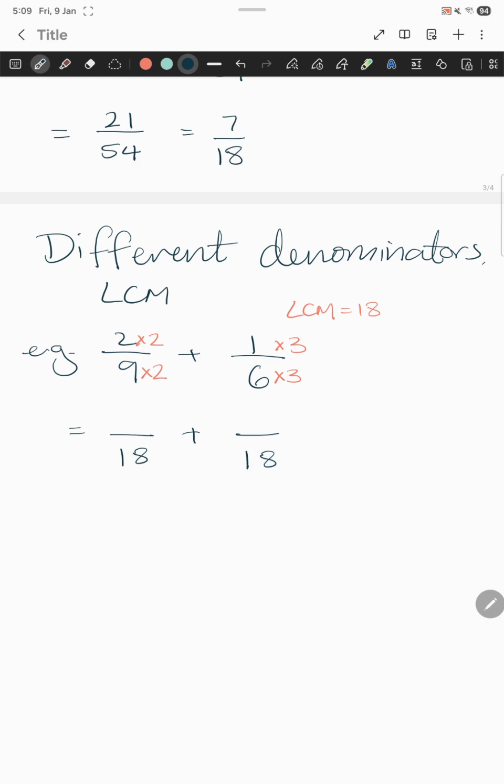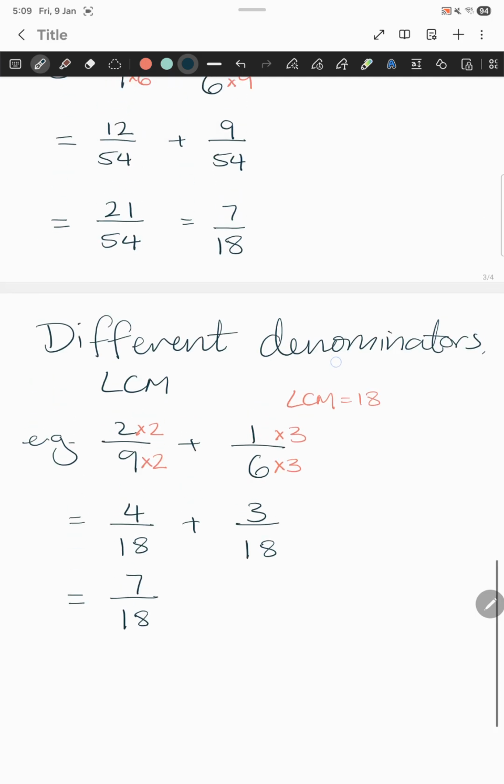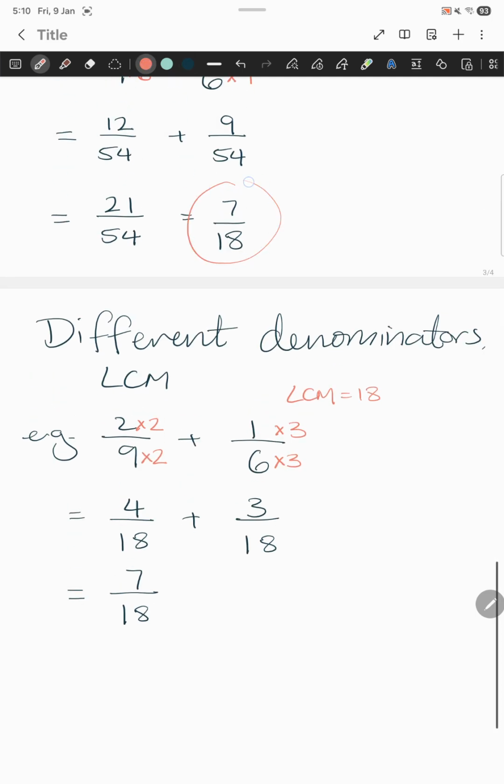Now do the top. 2 times 2 is 4, 1 times 3 is 3. Right? And because the denominators are the same, that means I can add them together. 4 plus 3 is 7. And you can see here we get the same answer as we did before, but this time we didn't need to do any simplifying because we chose the lowest common multiple.